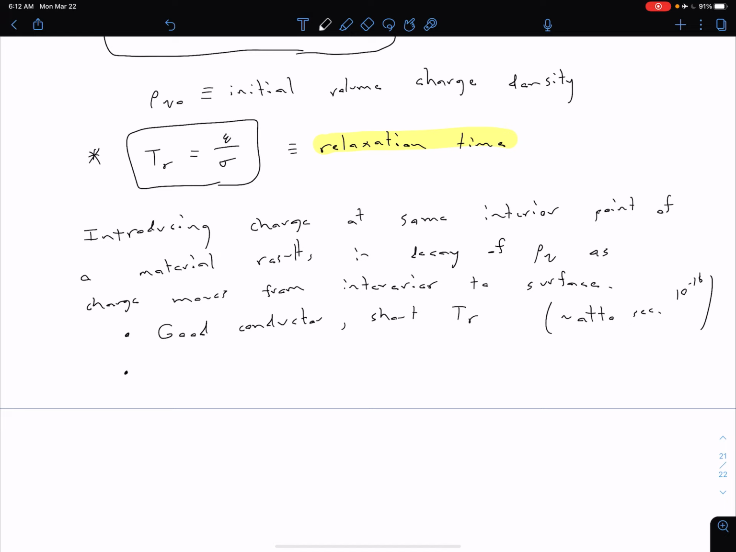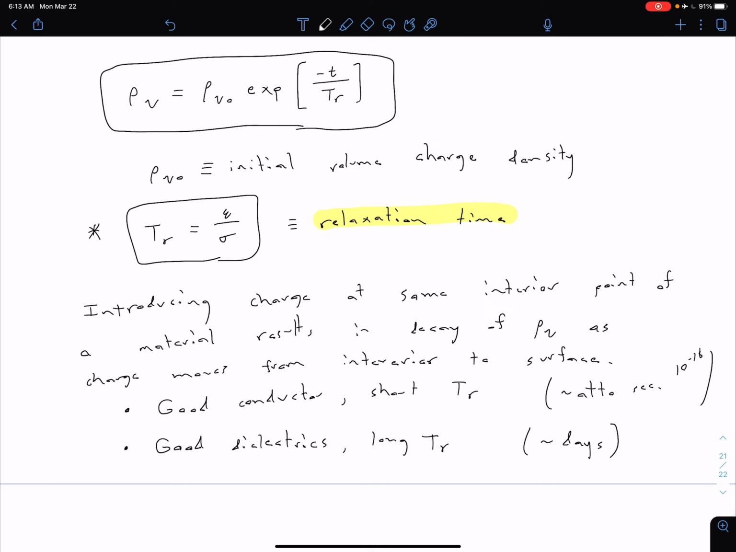On the other hand, we could consider good dielectrics or good insulators. In this case, we're going to have a longer relaxation time. Again, it's just because an insulator is not letting our charge move as easily through it. There's a lot of variation depending on our relative permittivity and our conductivity, but this could be on the order of days. So we see a really big difference in relaxation time behavior between our metals or conductors and our insulators or dielectrics.